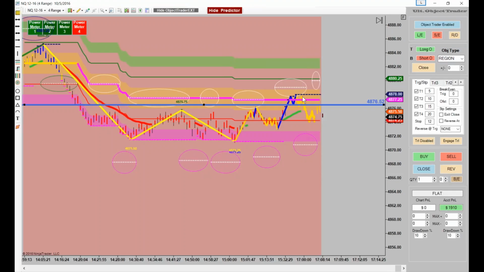But if you were short from up here, your stop right now, you've already gotten like a 10 ticker. You could probably go to break even, right? You'd probably break even right about that line. And then you just watch your lightning.